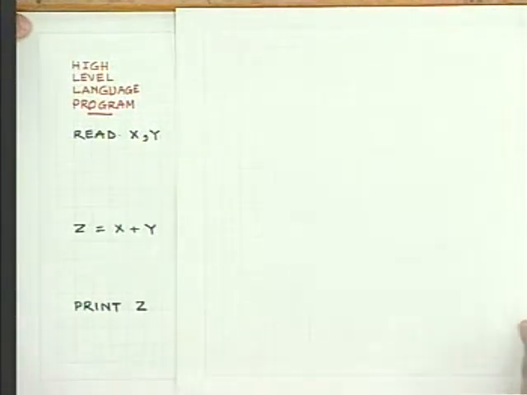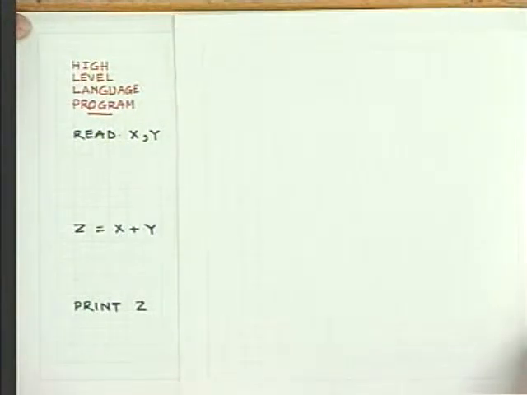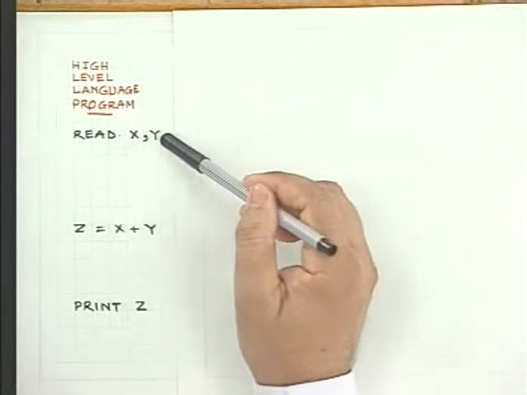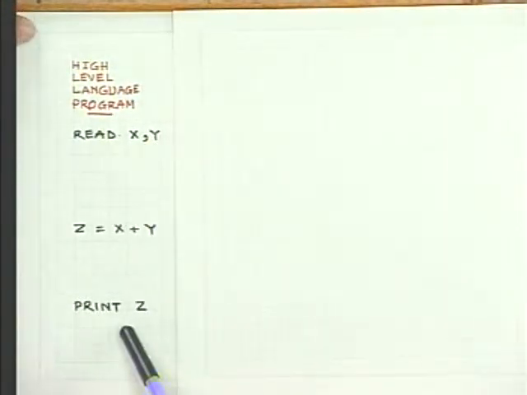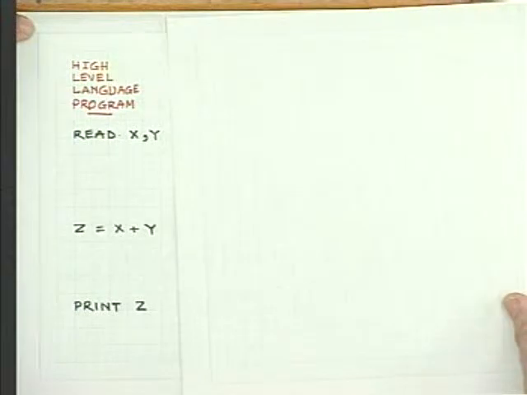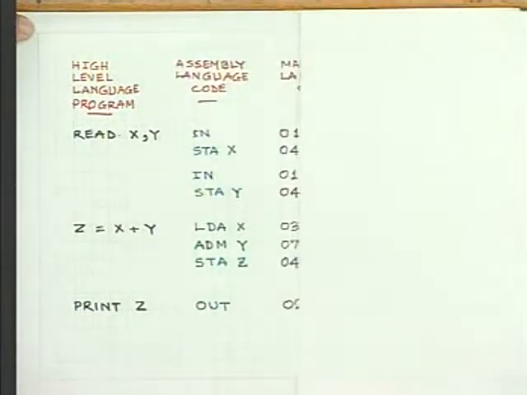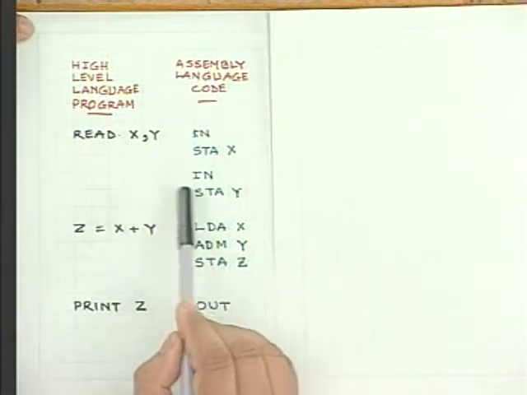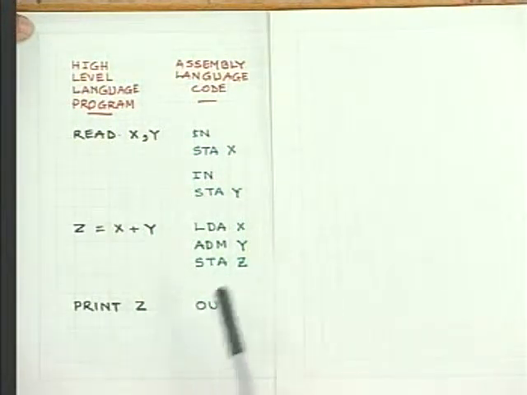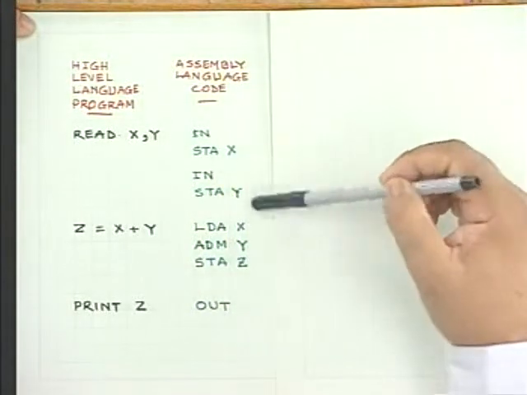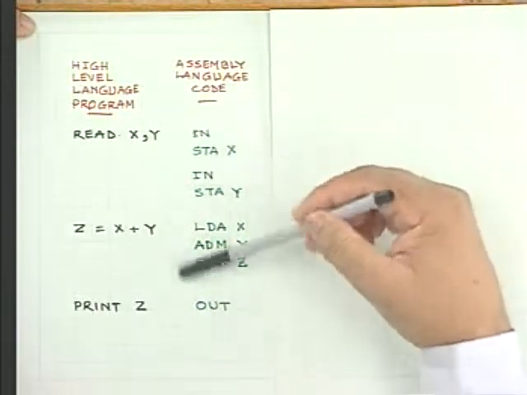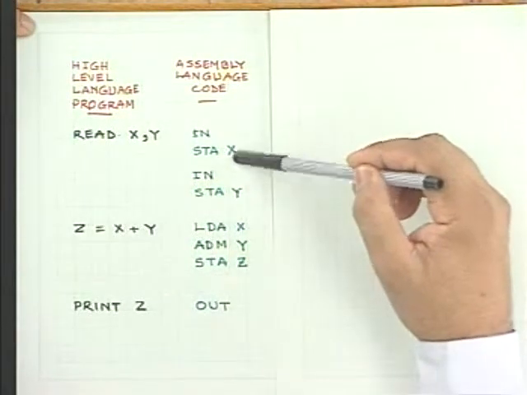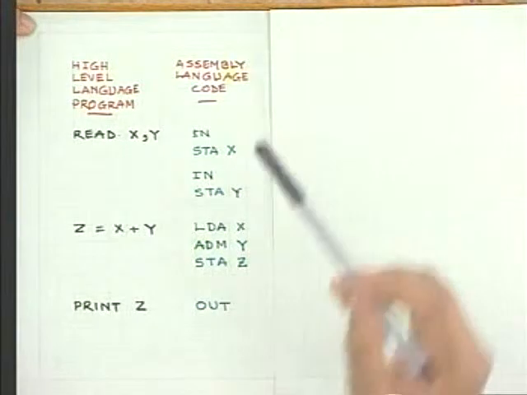Now, by this time you know that this high-level language program cannot be directly executed by the hardware. So, a translator translates, and I take it that the translator first translates it into an assembly language code. It's a typical assembly language code I have shown. It's not a particular assembly language code of a particular machine, right?